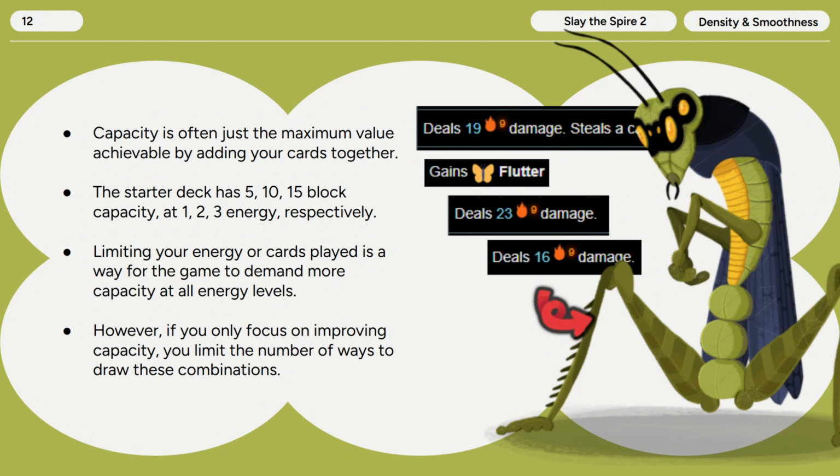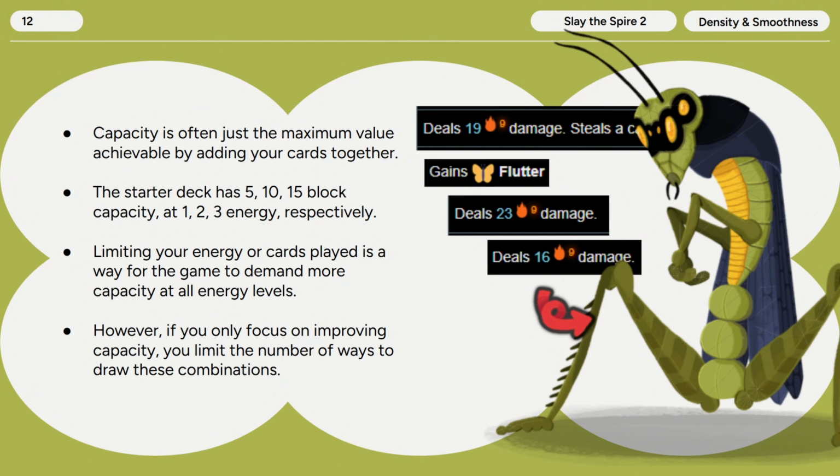One of the things I want to point out first here, though, is that if you only focus on improving your capacity, you limit the number of ways to actually draw these combinations. And by only focusing on improving your capacity, what I mean is if you were to try and draft so that you only take a card that's better than what's already in your deck, right? If you try and get through the game only drafting bigger block cards than what's already in your deck, your capacity will always stay the same. And even if you drafted weaker cards, you would still have the same capacity, right? You're not giving yourself more options to have a better hand.